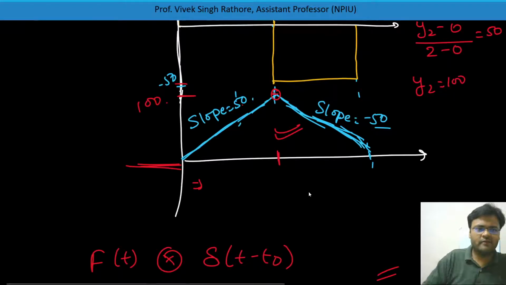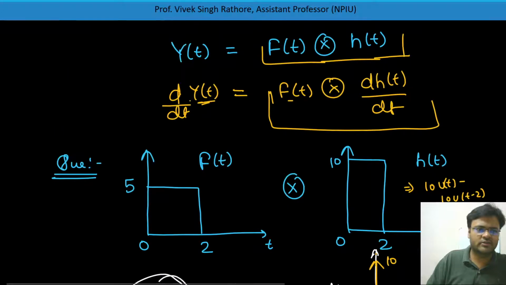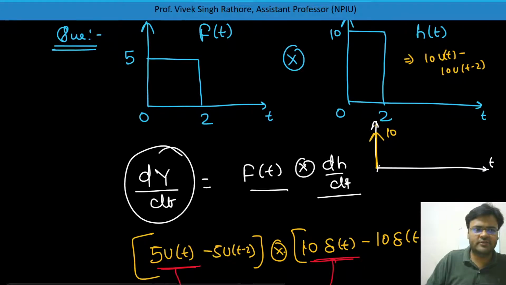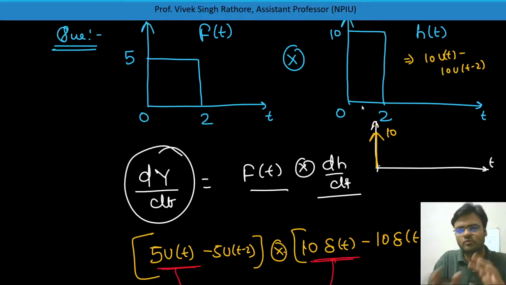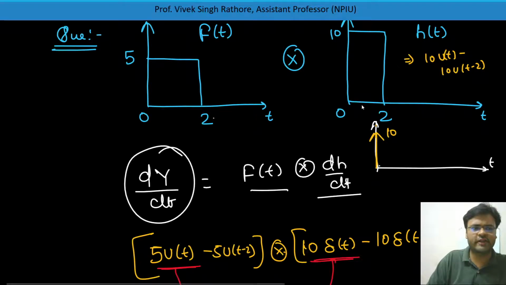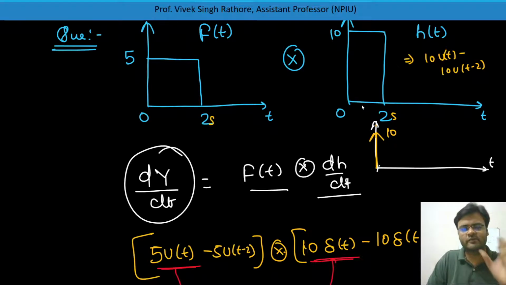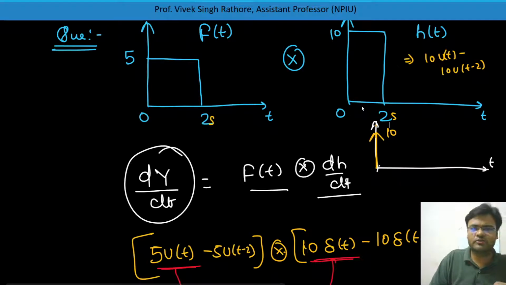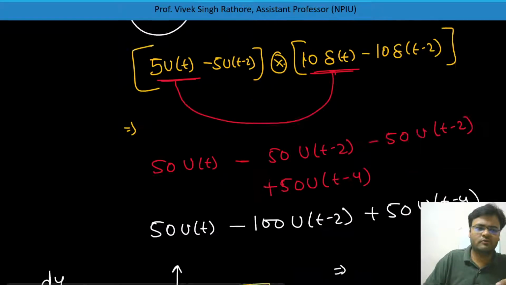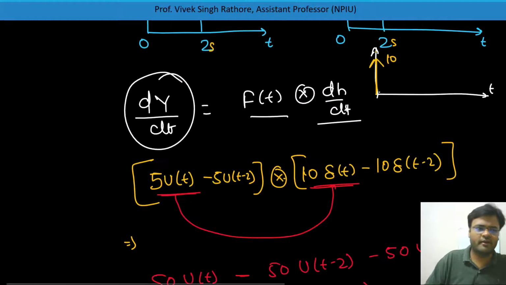When two signals are there and both signals are of the same time axis or same duration, 0 to 2, 0 to 2, same duration. If you say 2 second, it is 0 to 2 second, so 2 second duration is there. Here also 2 second duration is there. When the duration of the signal is the same, then definitely the convolution output will be triangular only. So you have got output as triangular only, right?